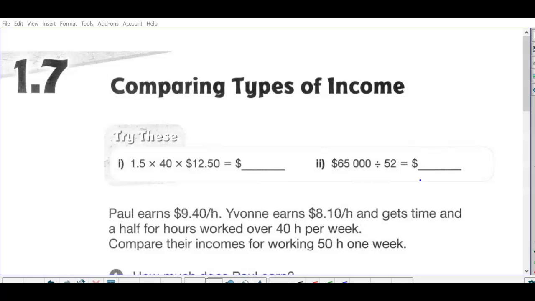Chapter 1.7, comparing types of income. So now that we've learned many different ways of getting paid, we want to compare. So really we're just using those same concepts again in this unit.